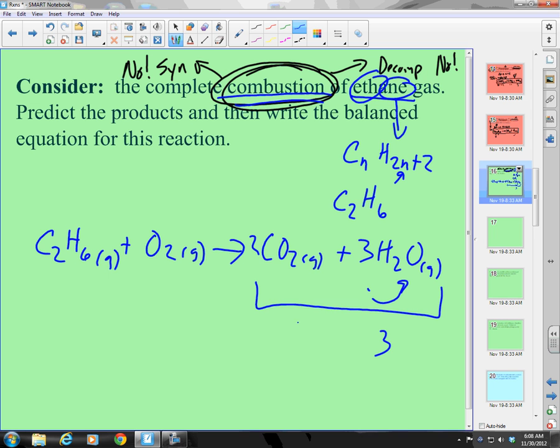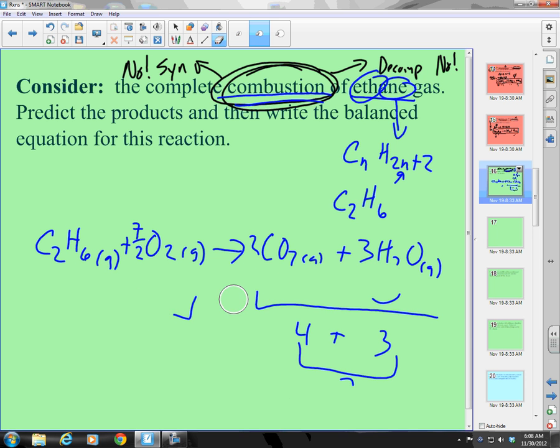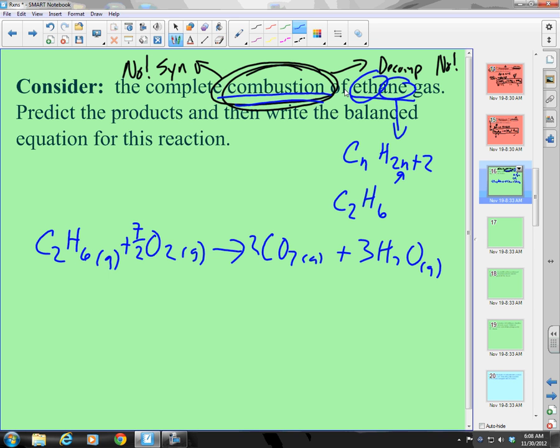And 2 times 2 is 4, so that means I have 7. And oops, how do I get 7? Oh man, this is a problem, because then I'd have to have 7 halves oxygen? Well, we don't usually like that when we're writing our balanced equations. You can later in the year use fractions, but right now we are not going to use fractions as coefficients. So how do I get rid of that?